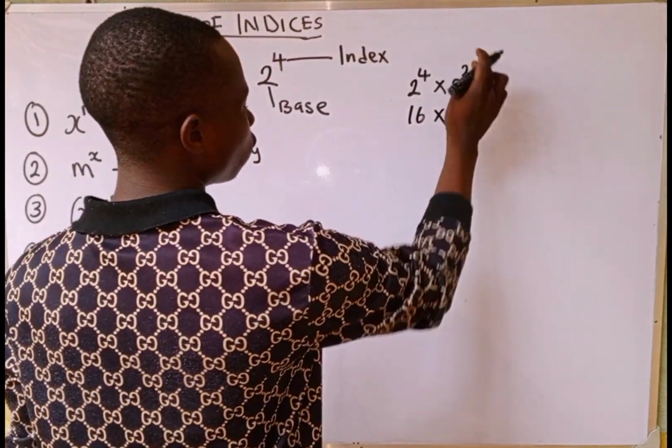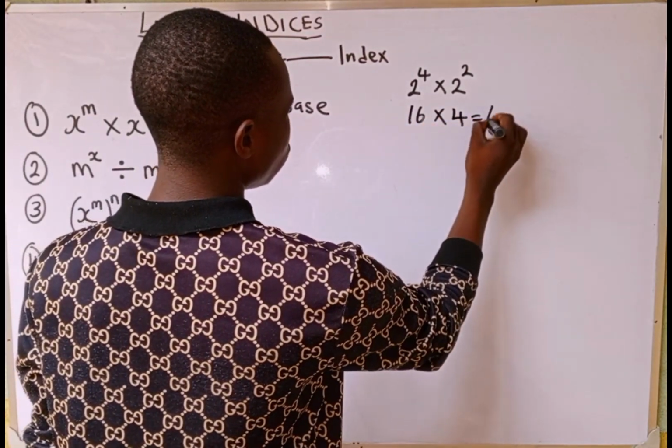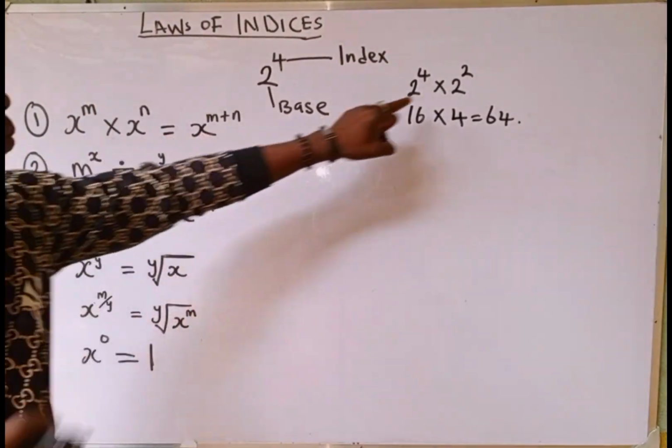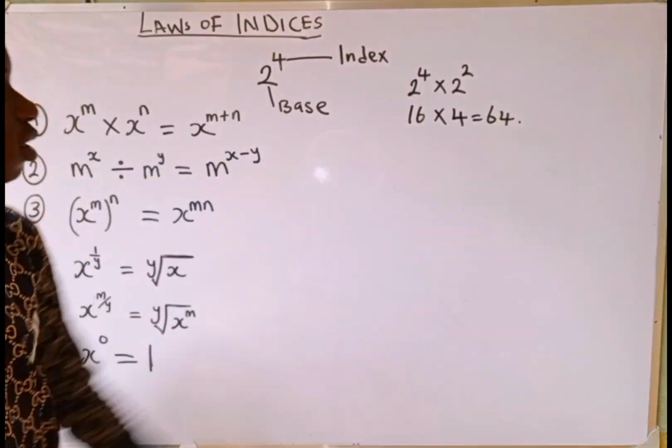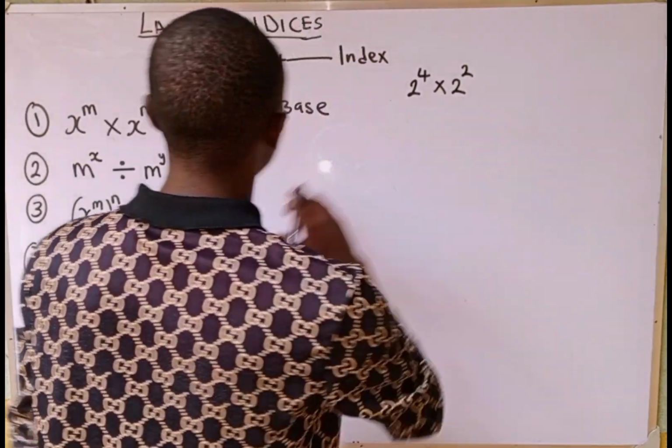2 raised to the power of 2 is the same as 4. Then 16 multiplied by 4 is going to give us 64. So we're going to use the law of indices to prove whether it's going to give us 64 or not. So let us use the law of indices.